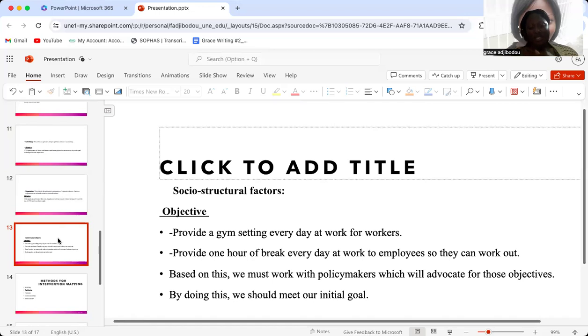Based on this, we must work with policy makers who will advocate for those objectives to be realized in all of those work settings. By doing this, we should meet our initial goal, which is to reduce cardiovascular disease by increasing physical activity.